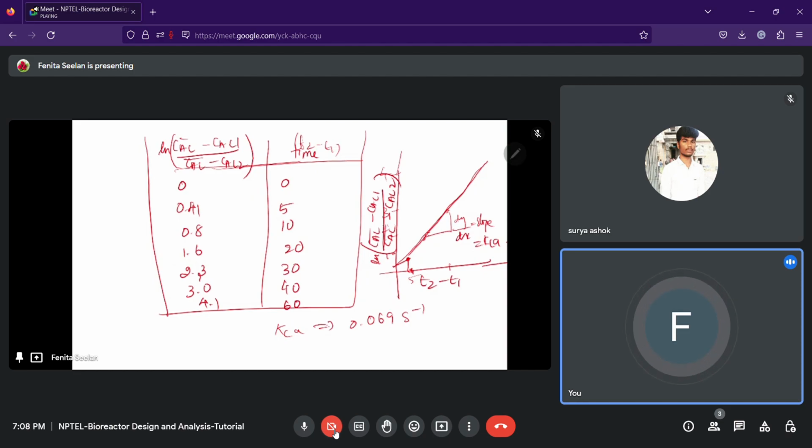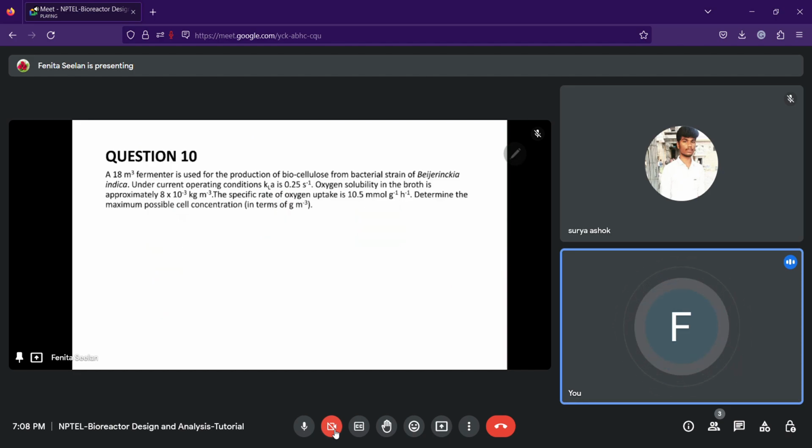So this would be the answer of the sum. So let's go on to the last question. I'll read out the question, and you have a minute or two to read the question, and then we will try solving the question also.